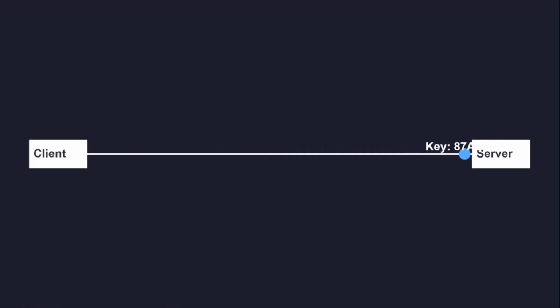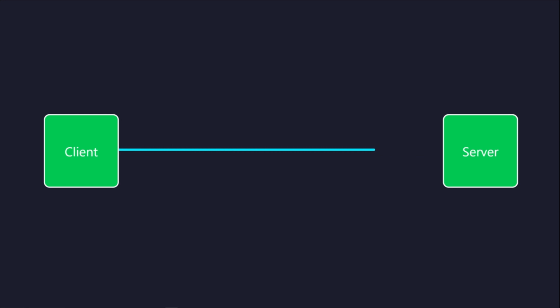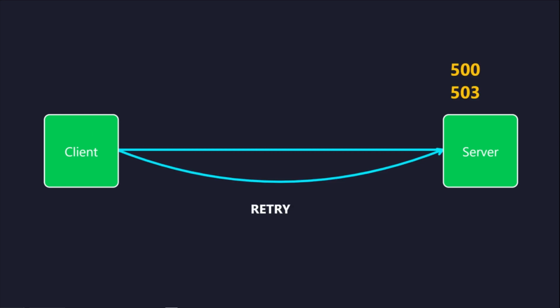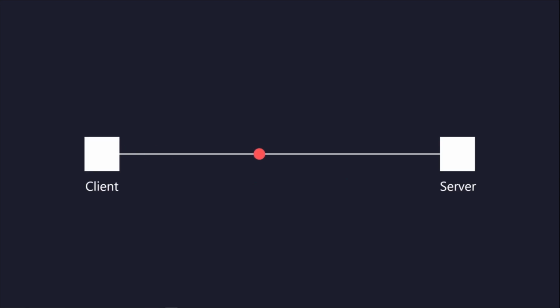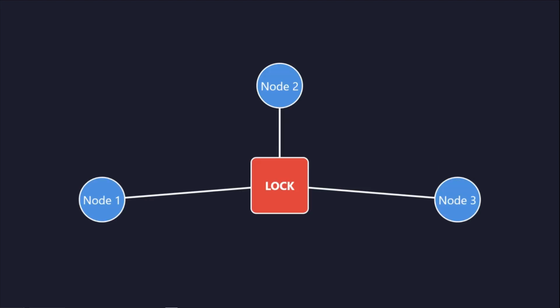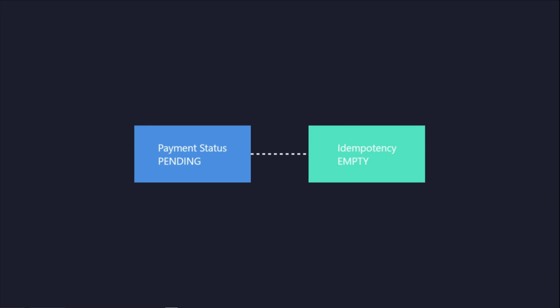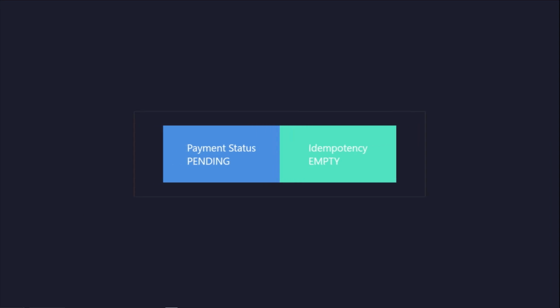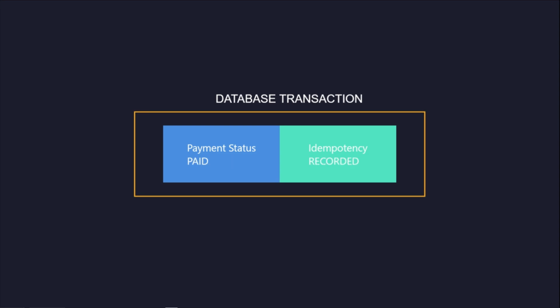If the initial processing fails due to a temporary server error, the server should allow retries with that same idempotency key. Status codes like 500 or 503 suggest that the client should attempt the request again using the same key. Clients should use an exponential backoff strategy when retrying to avoid overwhelming the server during a period of high traffic or failure. In a multi-node environment, a distributed lock ensures that only one application instance processes a specific idempotency key at any given time. Update the payment status and the idempotency record within a single database transaction to maintain absolute consistency between the two states.